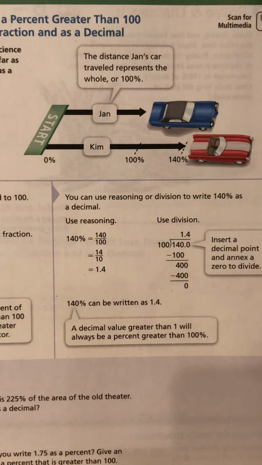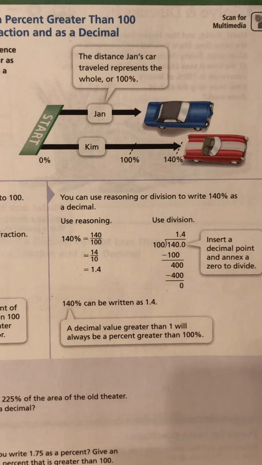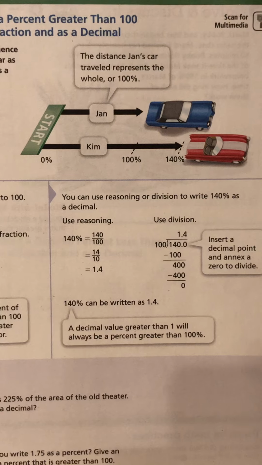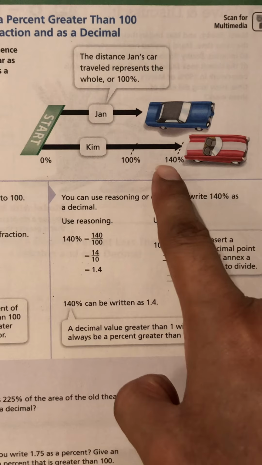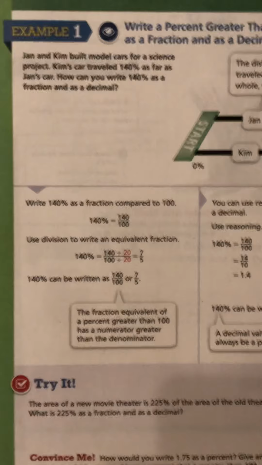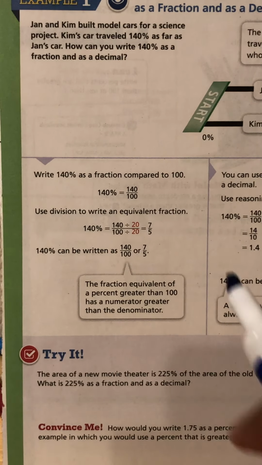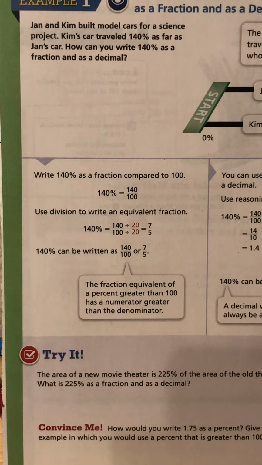The distance Jan's car traveled represents the whole, or 100%. As you can see, Kim traveled 140%, so greater than 100%, or the one whole, right? This is where one whole is. So obviously 140% is greater, right? So we're going to take a look at how the book shows us how to convert 140% to a fraction.